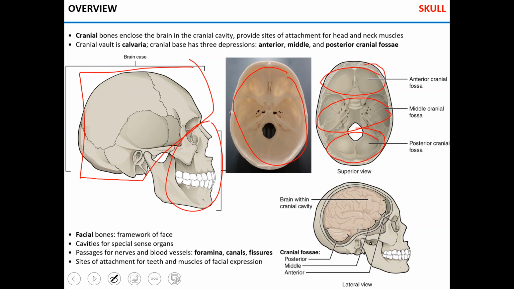The facial bones form the framework of the face. There are cavities for special sense organs like eyes, and there are multiple foramen, canals, and fissures that form the passages for the nerves and the blood vessels. Muscles of facial expression are attached to the facial bones.